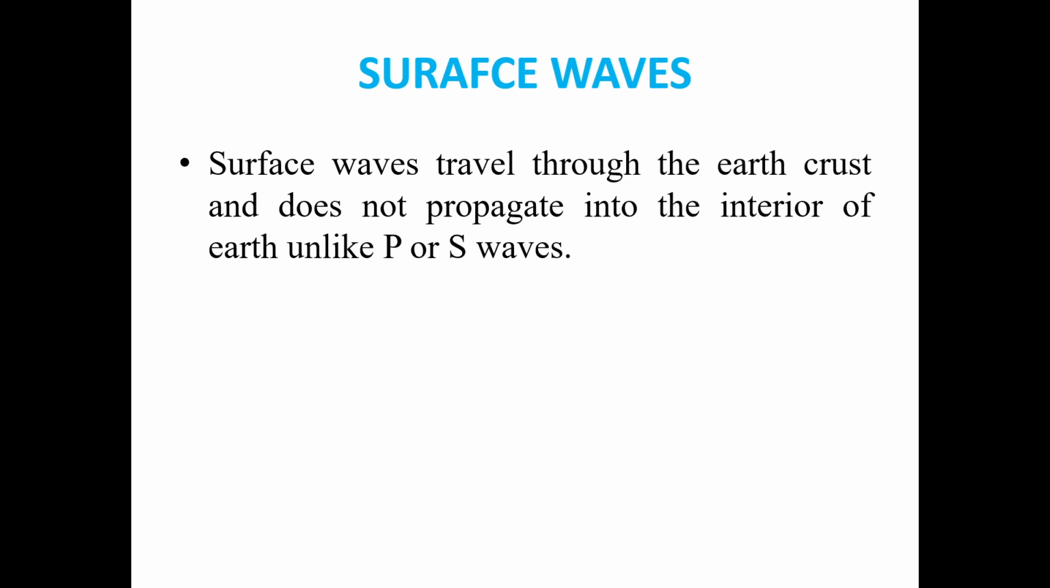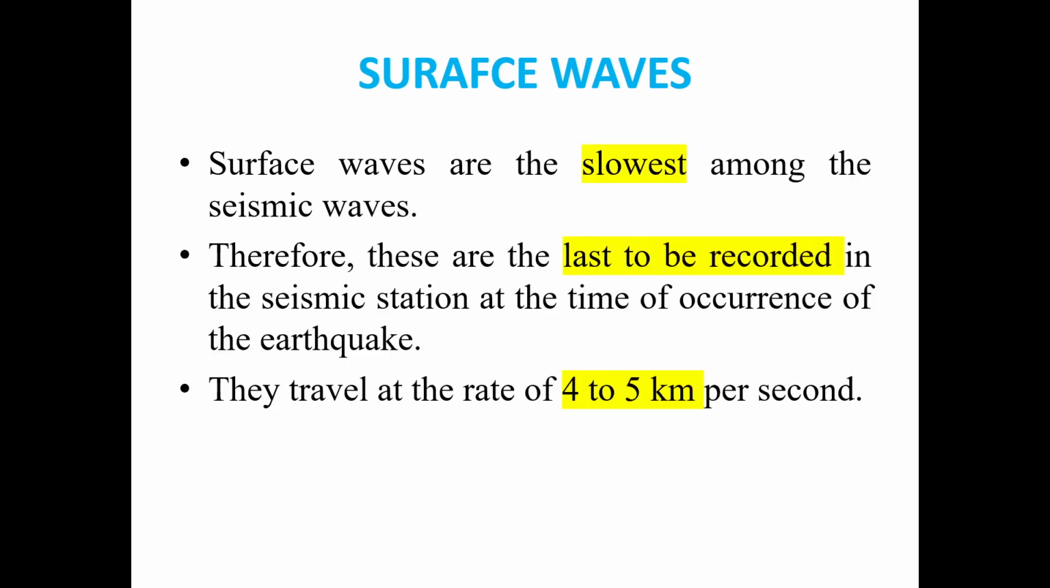Surface waves travel through the earth's crust, which is the topmost part, and they do not propagate into the earth's interior like P and S waves do. P and S waves are traveling in the body of the earth, and R waves or L waves are traveling near the surface. Surface waves are the slowest. As they are slowest, that's why they are last to be recorded at the earthquake station. Generally, their speed is 4 to 5 km per second.